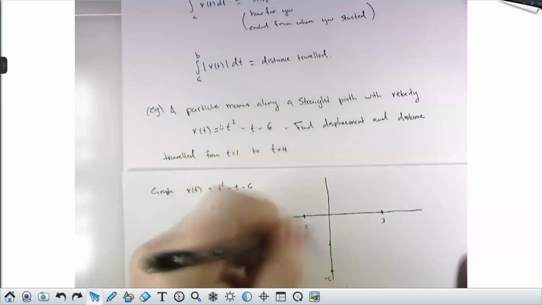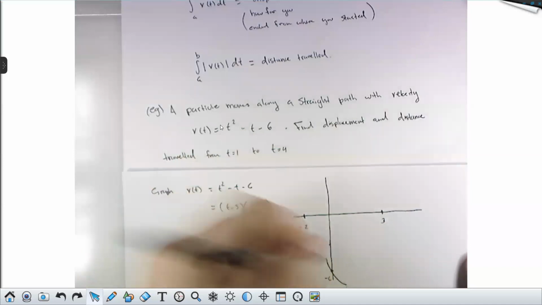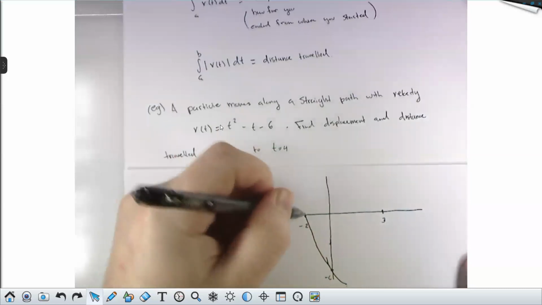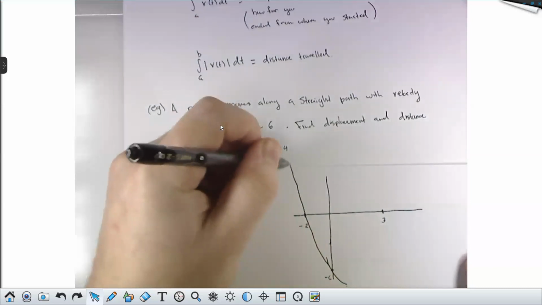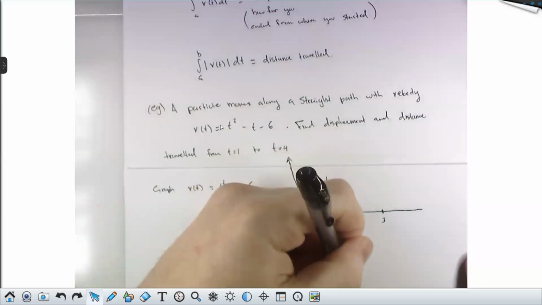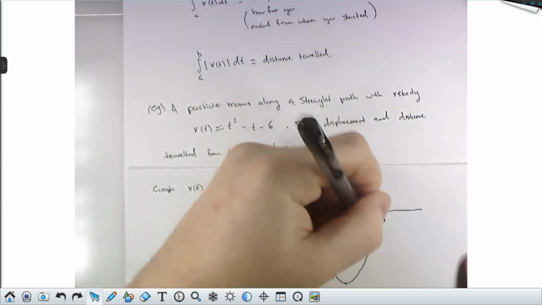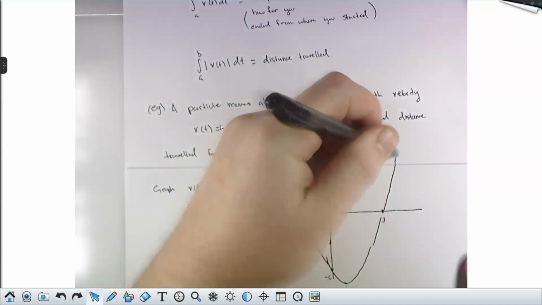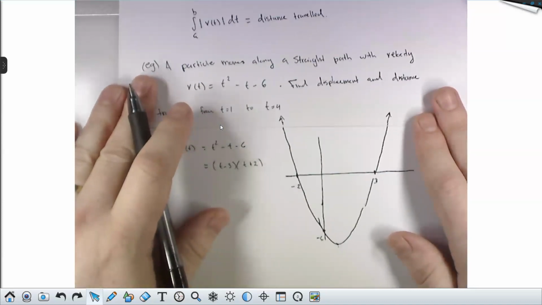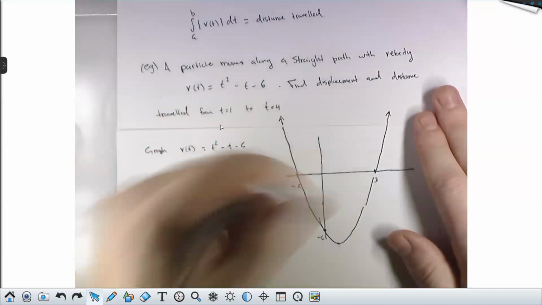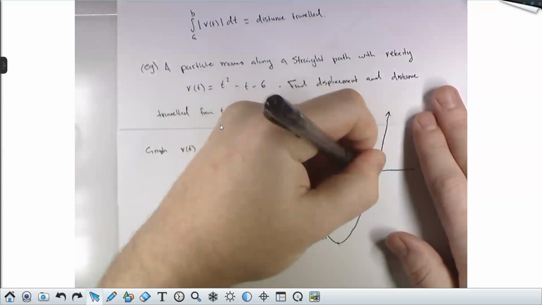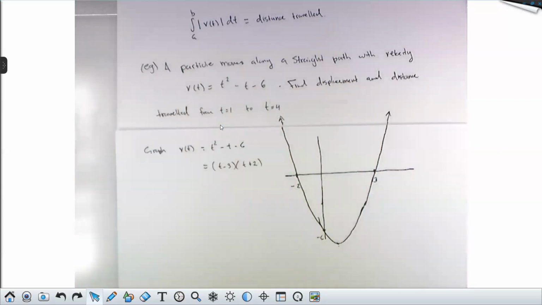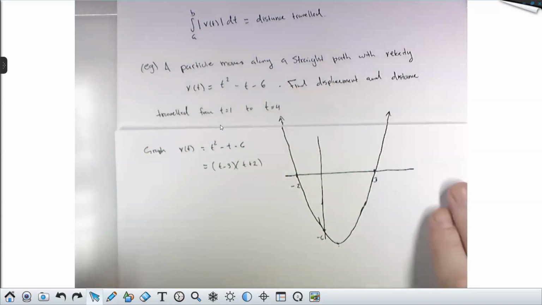So then my curve should look something like this. Sorry. Curve should look something like this. And it doesn't have to be perfect, doesn't have to be beautiful. We want two things.